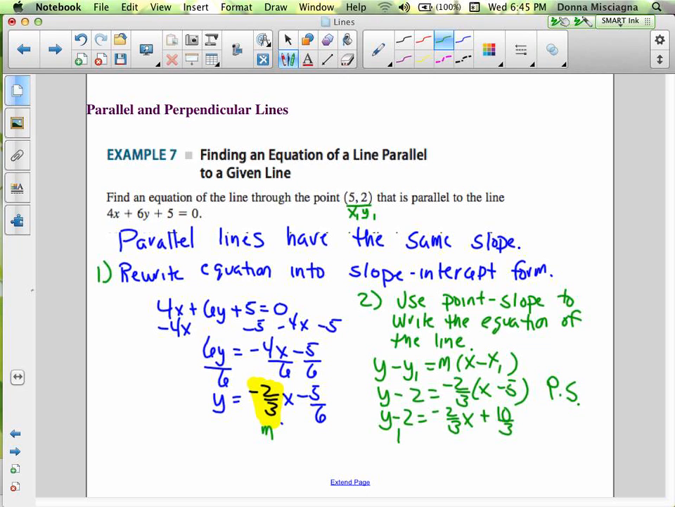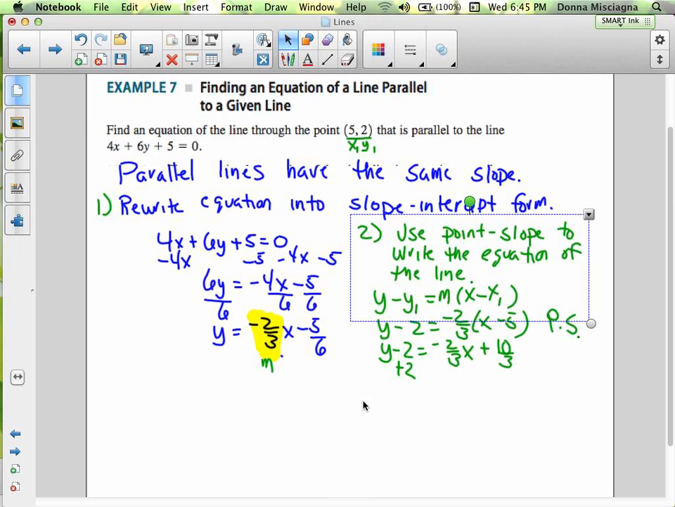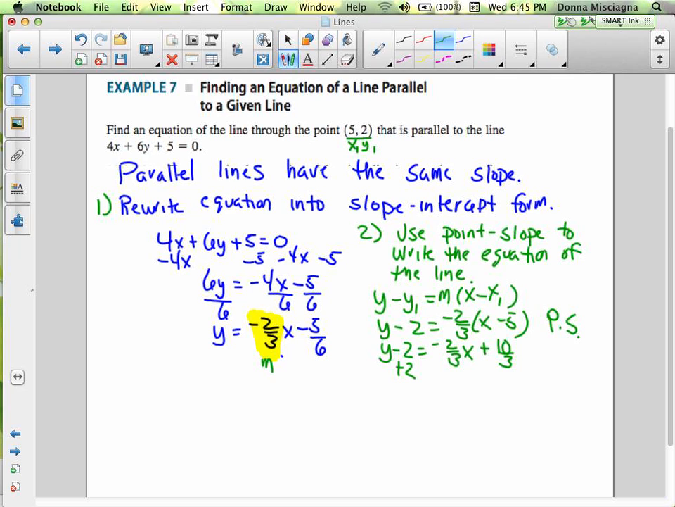Now we want to add 2 to both sides. But to add 2 to the other side, we need a common denominator. The denominator needs to be a 3 there. So when we add 2, we want to add a form of 2 that has a denominator of 3. Well, how many thirds is 2? Well, 6/3 is 2, right? Because 6 divided by 3 is 2. So that would give us our equation in slope-intercept form, y equals negative 2/3 x plus 16/3.